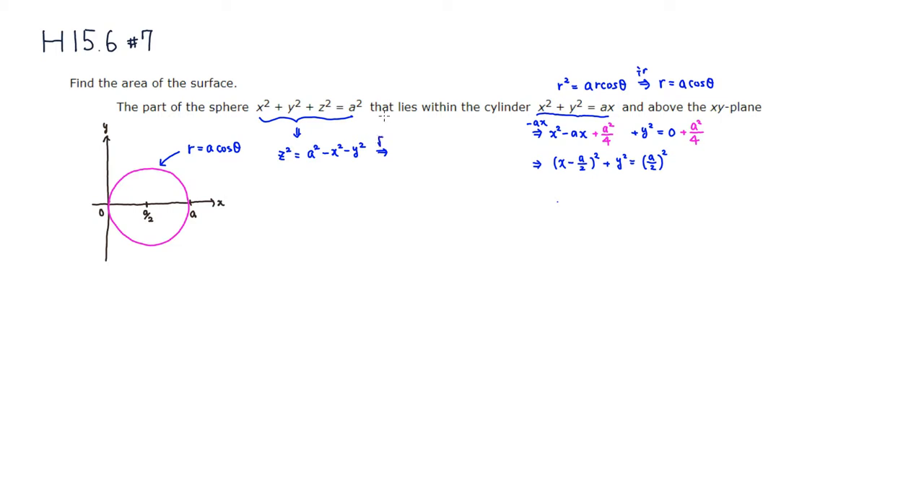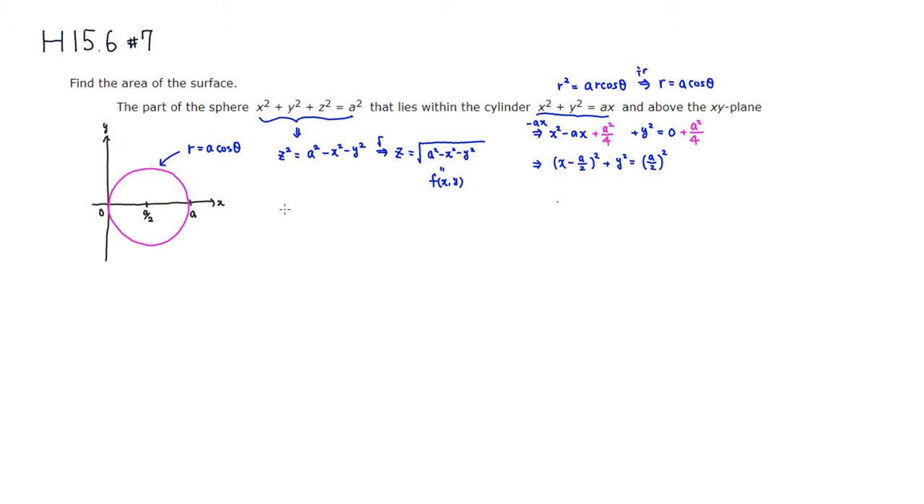Since we're looking at the region above the xy plane, we only look at the positive one. So z is equal to the square root of a squared minus x squared minus y squared. This is going to be our f of x comma y.